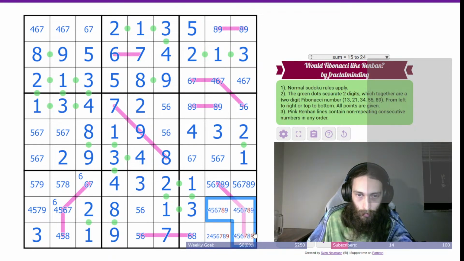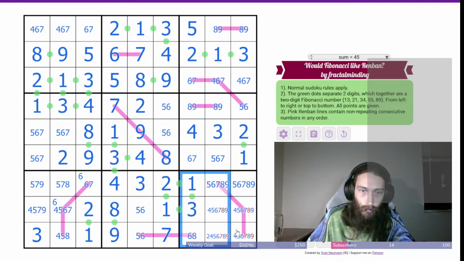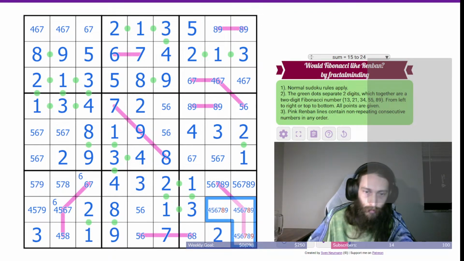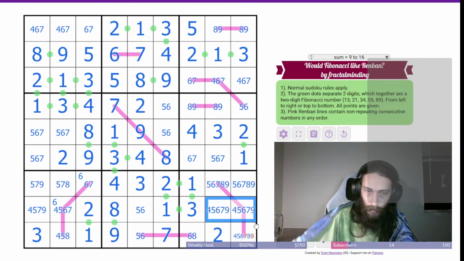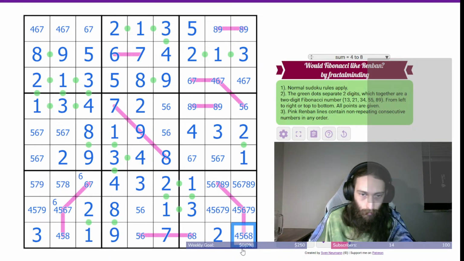One, 3. None of those are a 2. So where's 2 in here? Not here, not here, not there, not there. So that is a 2. I was about to clear too many 8s. This isn't 7 or 9. And it's also not a 6.